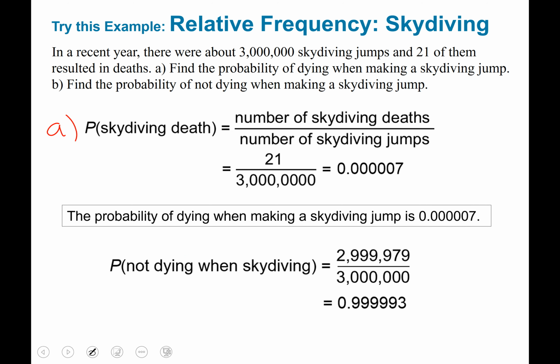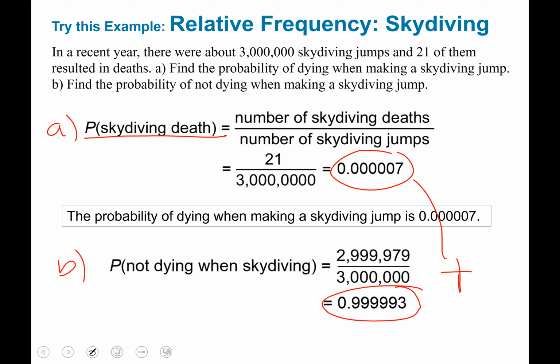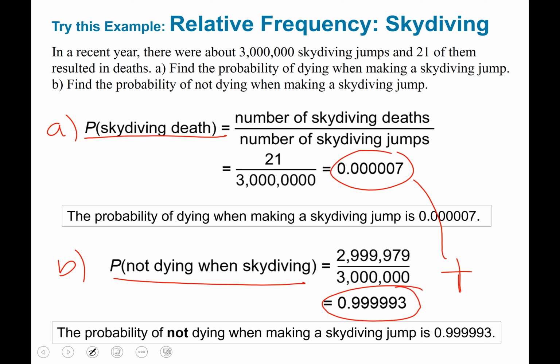This is A, this is B. If you take your calculator and you do this one here, plus this probability here, you will get 1. And that is because the probability of a skydiving death and not a skydiving death are complementary events. The probability of not dying when we make a skydiving jump is 0.999993.